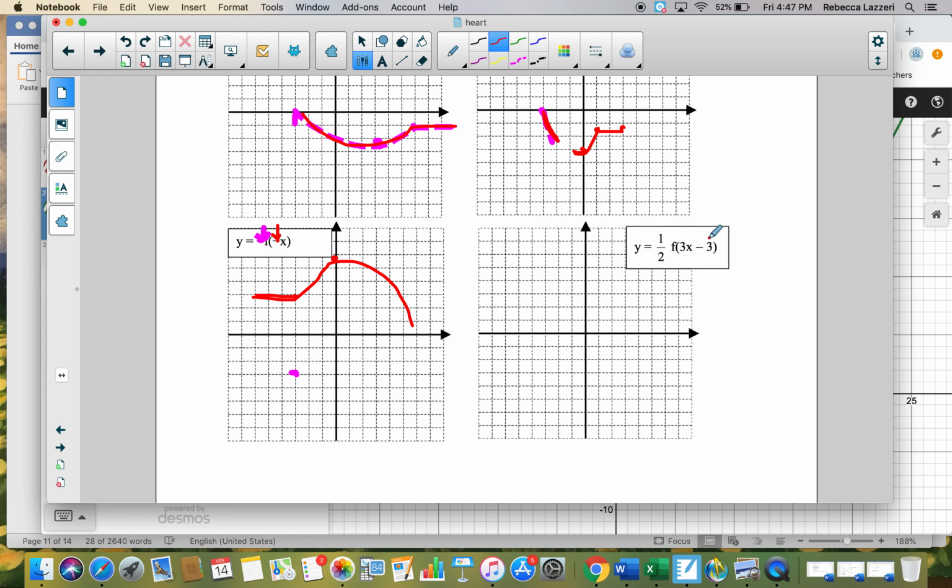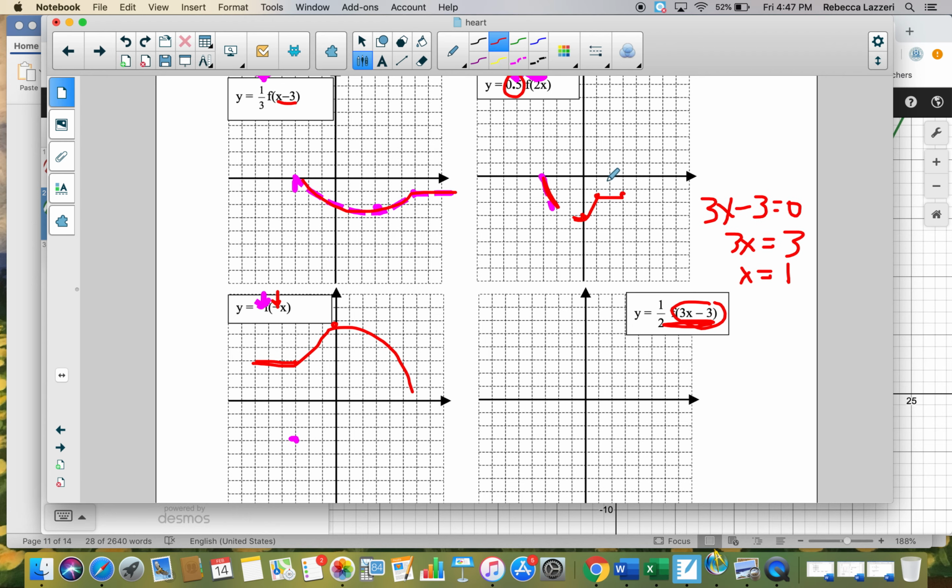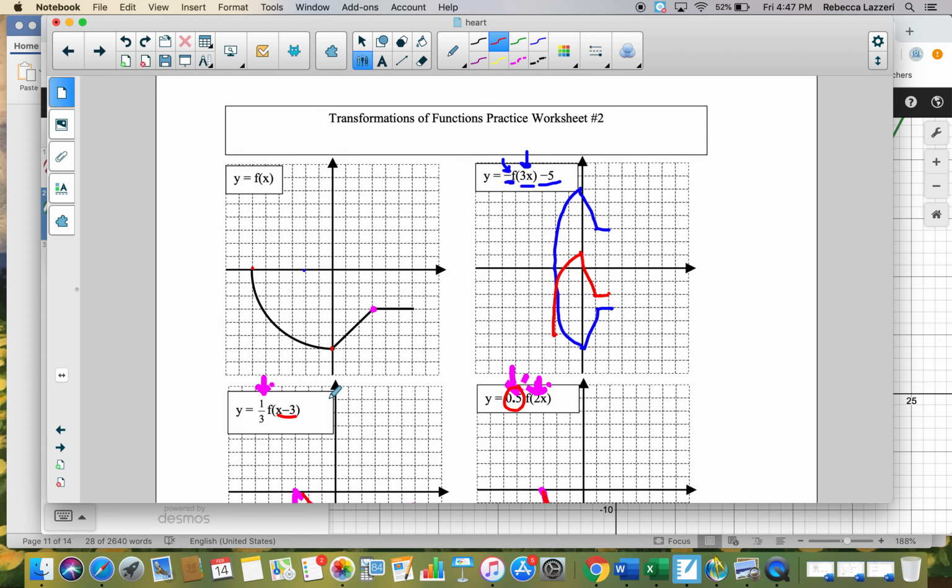All right, one thing I'm going to teach you to do over the next few days is set the parentheses equal to 0. So I'm going to set 3x minus 3 equal to 0. And that's going to give me 3x equals 3, which gives me x equals 1. So it tells me to slide this thing to the right 1. You have to find out what makes this 0. It won't slide to the right 3. For instance, here, what made this 0 was 3. X minus 3 equals 0.